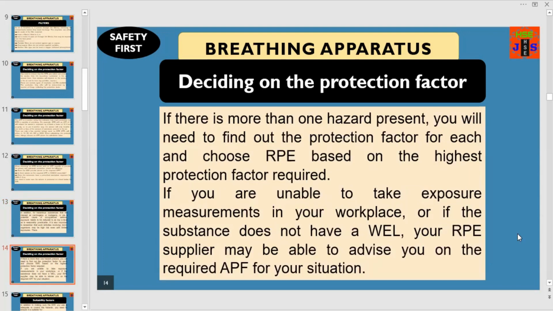If there is more than one hazard present, you will need to find out the protection factor for each and choose respiratory protective equipment based on the highest protection factor required. If you are unable to take exposure measurements in your workplace, or if the substance doesn't have a workplace exposure limit, your respiratory protective equipment supplier may be able to advise you on the required assigned protection factor for your situation or for your workplace.